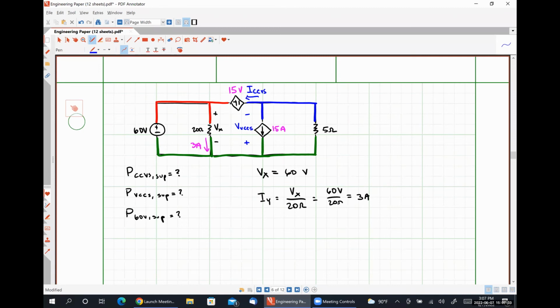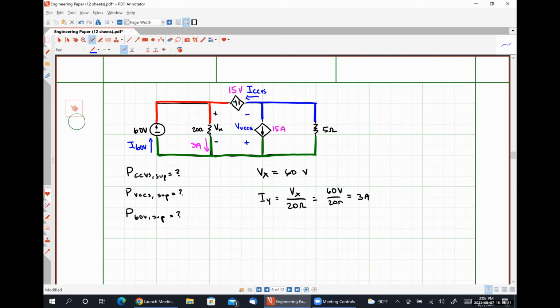And lastly, I need to determine the power supplied by our 60 volt source, which means I need to know the current that's flowing into the negative polarity terminal of our 60 volt source, which I'm going to call I 60 volts. So our next steps will involve figuring out how to determine those three quantities. Does anybody have any thoughts?